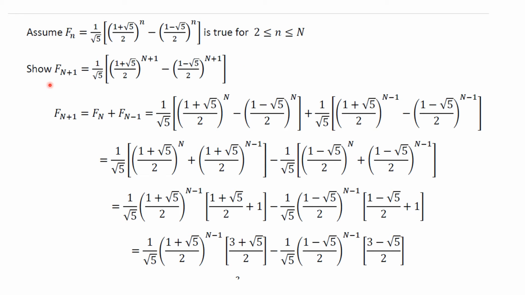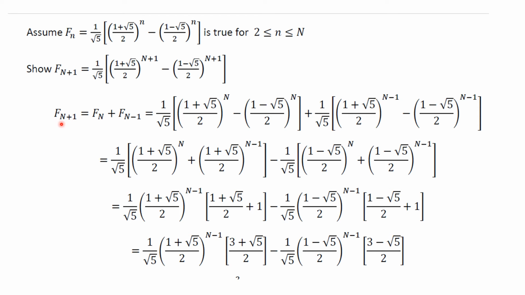And we need to show then, after assuming this as our induction hypothesis, that f sub n plus 1 is equal to, and if I put n plus 1 in instead of n. So this is what I must show. This is my induction hypothesis for the induction step.